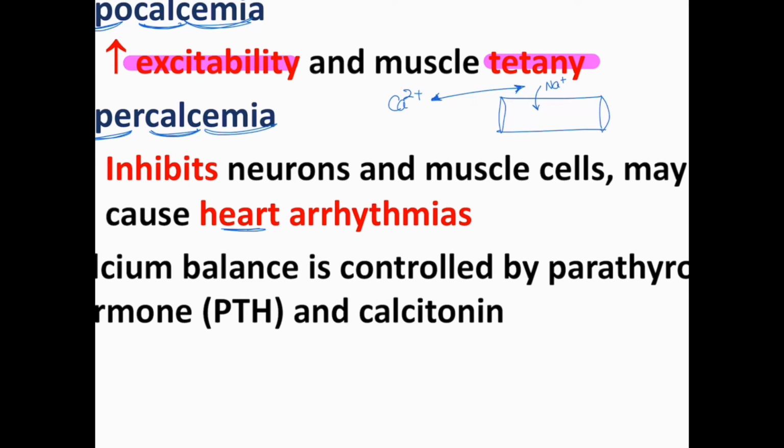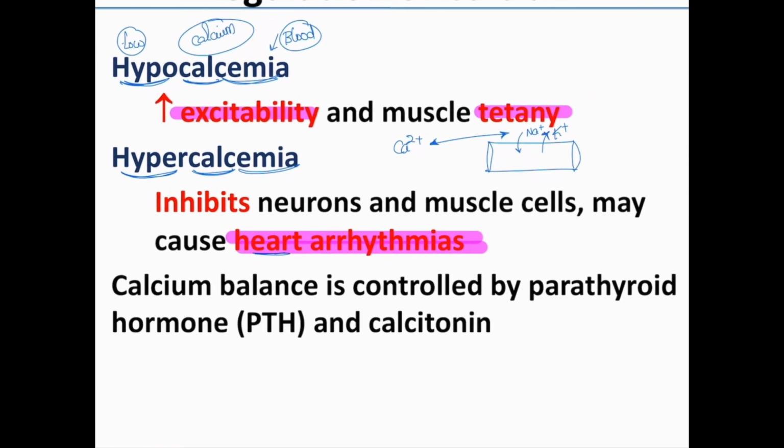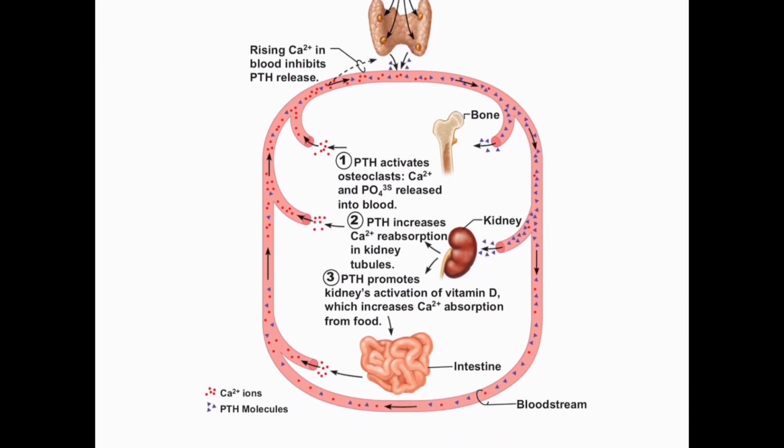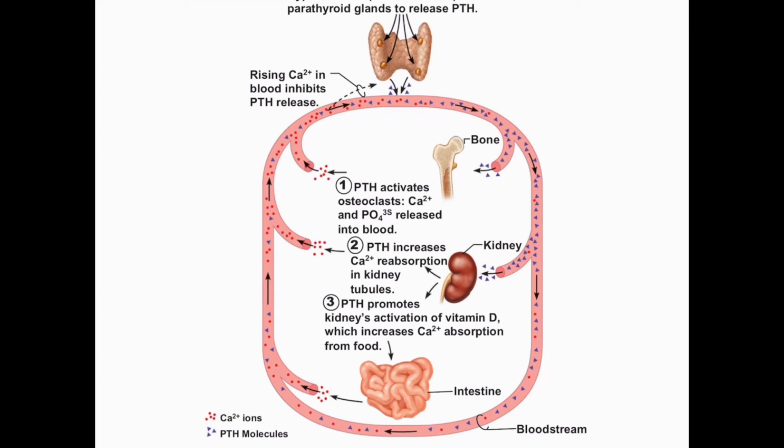Also, it's going to be interfering with the exit of potassium to the outside of the cells. And this will result in heart arrhythmias. Same concept as what we've seen with the nerve and skeletal muscle cells. Calcium balance is controlled by the parathyroid hormone, PTH, and calcitonin. If you remember, PTH is released from 4 tiny glands located on the dorsal aspect of the thyroid gland. Those are my parathyroid glands.